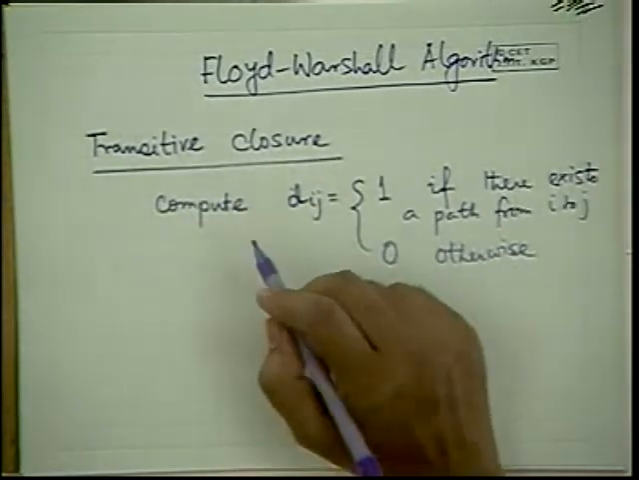So what does it mean? You are creating as if a new graph from the given graph, where the vertex set is the same as the previous vertex set of the graph. Only thing is, if between any two vertices there is a path, not merely an edge, then you will introduce an edge between these two vertices in the new graph.